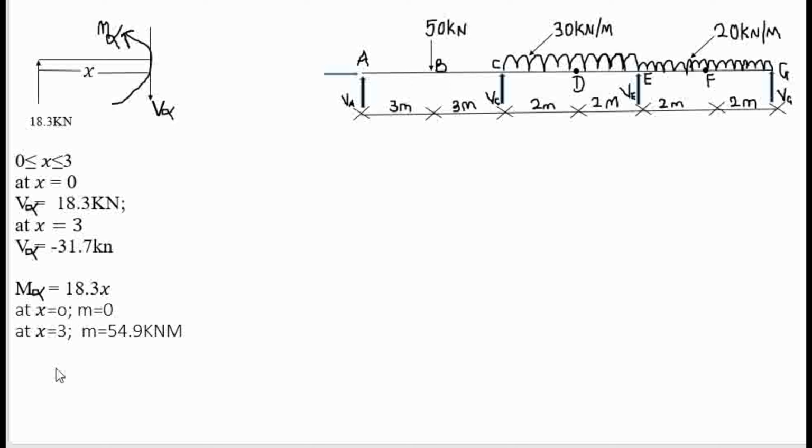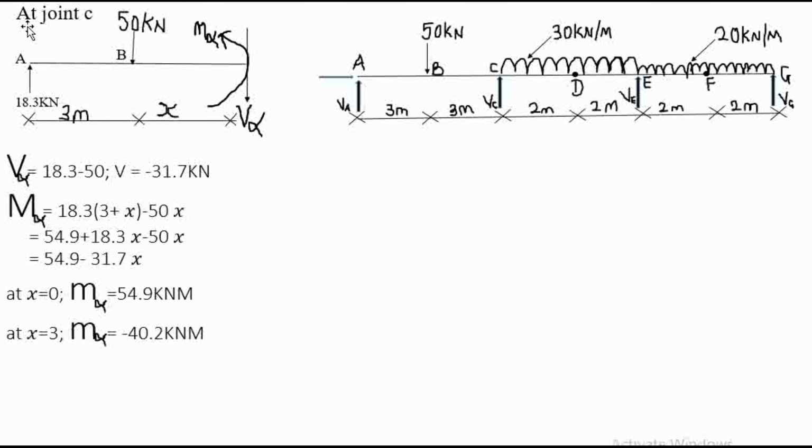At x equal to 0, that is at the initial point, what then is the nature of the moment there? You substitute 0 for x, and you have that your moment is equal to 0. But at x equal to 3, that is under the point load of 50 kilonewton, you substitute 3 for x in the expression, and you now have that the moment is equal to 54.9 kilonewton meter. That is the nature of the moment under the point load of 50 kilonewton. With this, we are done with this particular section. We will cut another section at exactly point C.